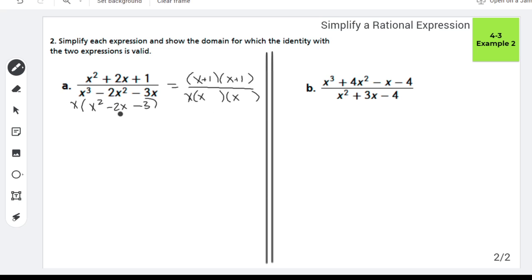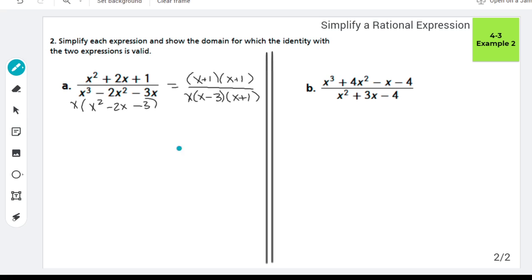So I have an x and an x. My first sign's a negative. To get a negative 3, I have to have an opposite sign. And what multiplies to 3 and subtracts to make 2? That's 3 and 1. So here's our equivalent expression.